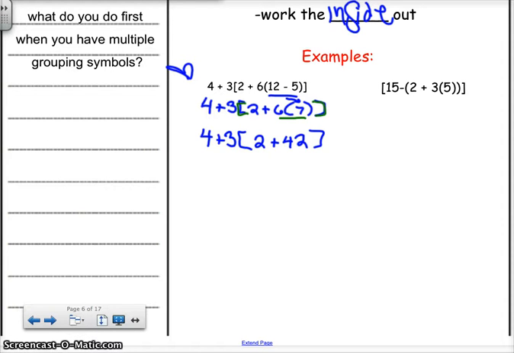I'm still dealing with my P for PEMDAS. So now I have to do my bracket. 2 plus 42 is 44. So I should have 4 plus 3 times 44. Remember, anytime a number is sticking to something, it means multiply. So right away I knew that this 3 is being multiplied by whatever's inside the grouping symbols.